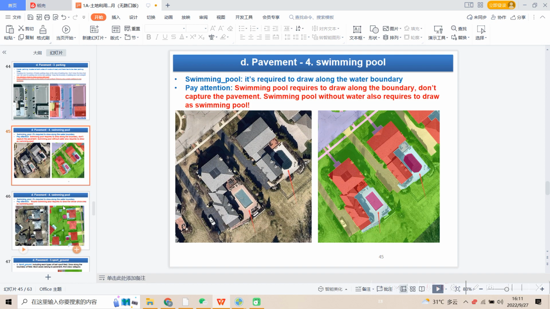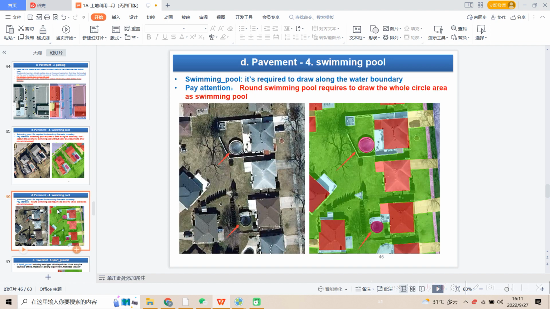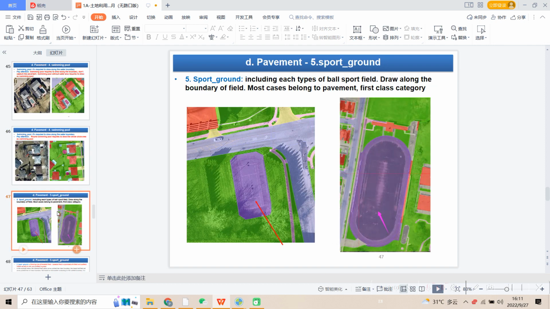So next, let's move to the swimming pool. It's very easy. The swimming pool is only drawn along the water boundary, don't capture pavement. A swimming pool without water also requires drawing a swimming pool. Some examples for you to see. For a round swimming pool, we need to draw the whole circle area as swimming pool.